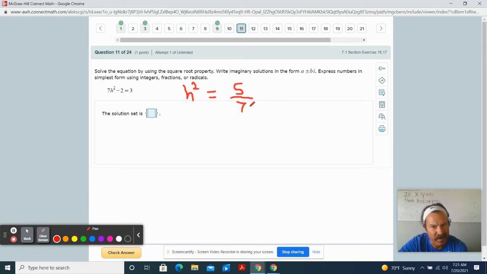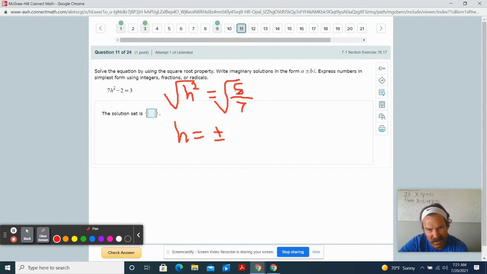Okay, it's 5 divided by 7. We don't want to put it as a decimal. We're going to leave it as a fraction. So we're going to take the square root of both sides. What do you have to remember? Yes, you have to remember the plus minus sign. Always remember the plus minus sign.